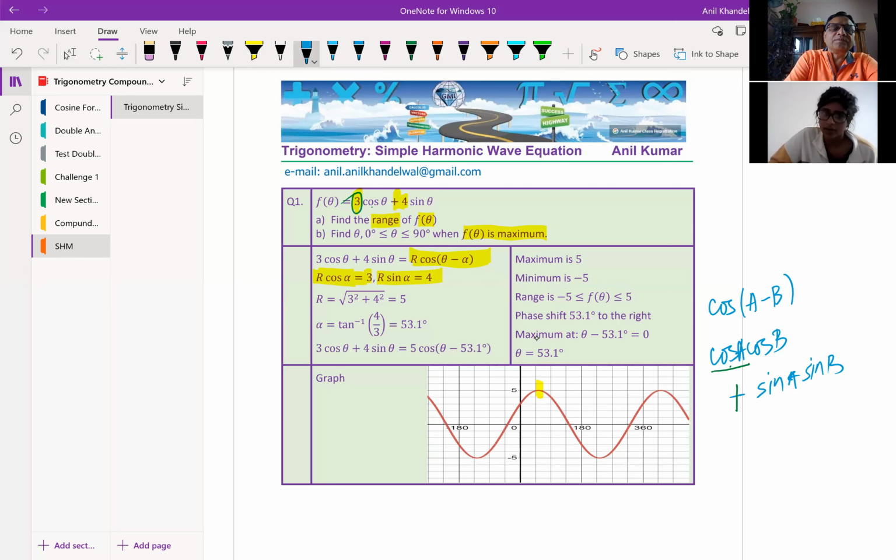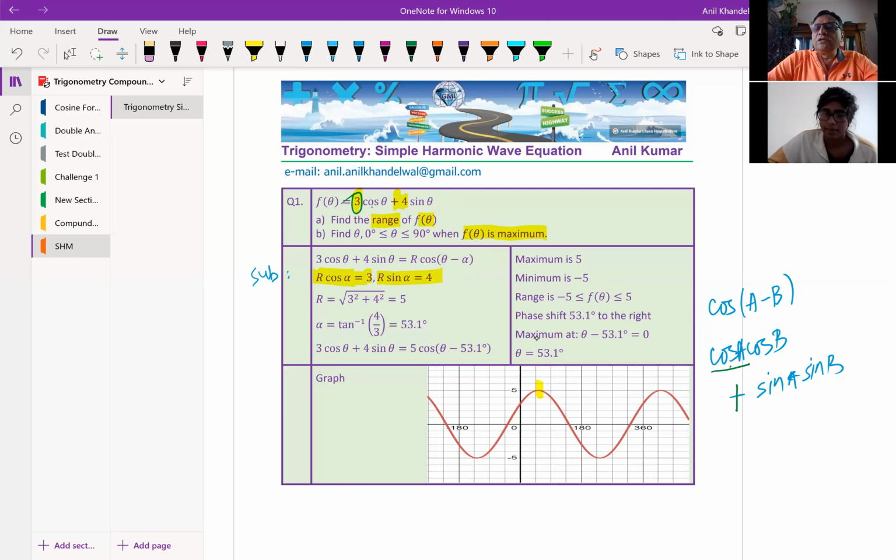Wait, so how come you used alpha instead of A and B? You can use A and B, it doesn't matter. In that case, in the formula, if you want to use A, you write A here. But alpha is standard. When you talk about simple harmonic motion, alpha is standard. So let us use this standard.